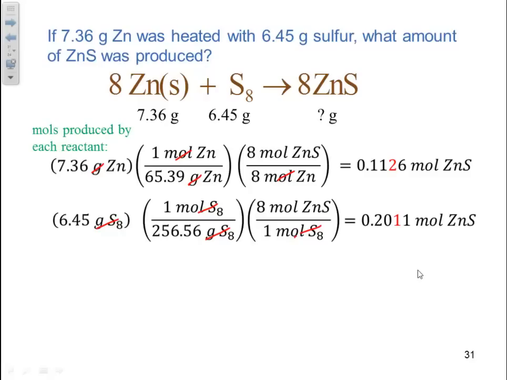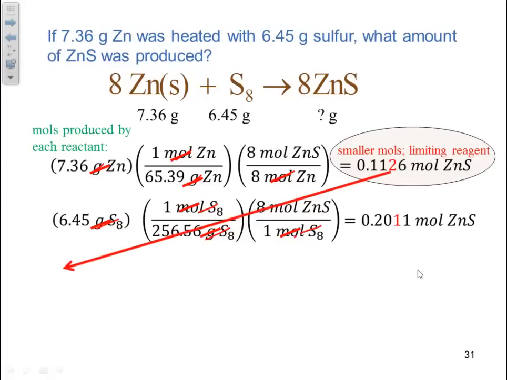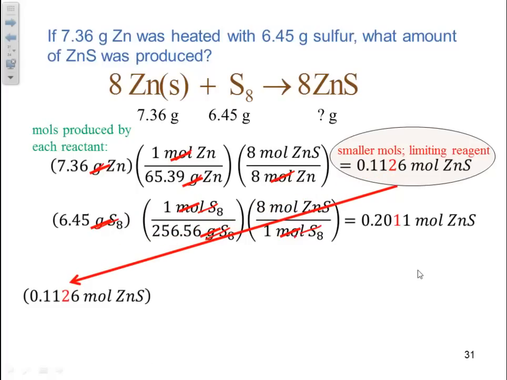So my next question is, which one of these is my limiting reagent? Well, since zinc only produced 0.11 moles of zinc sulfide, that is my limiting reagent. And that is the one that's going to calculate my mass of zinc sulfide that can be produced. It's a smaller number of moles, therefore it's my limiting reagent. So I'll take that number and start off my calculation.